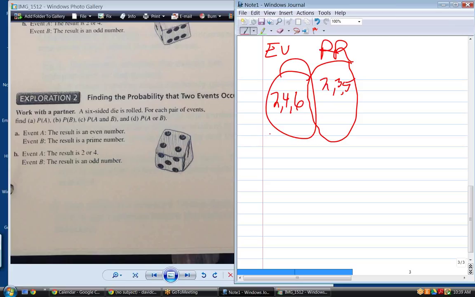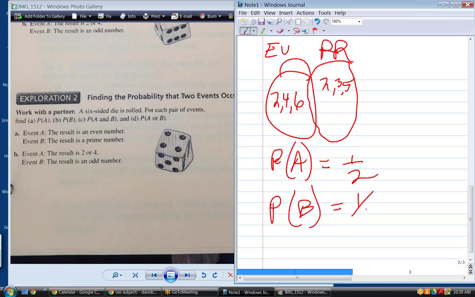So the probability of an even number is, in other words, the probability of A. 3 out of 6. So 1/2. Probability of B, same. Probability of B and A, the union, the overlap, so 1 out of 6. There's only one number that fits that, and that's 2.